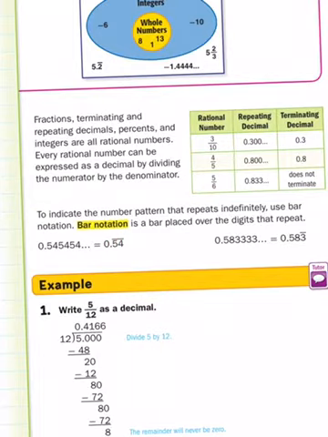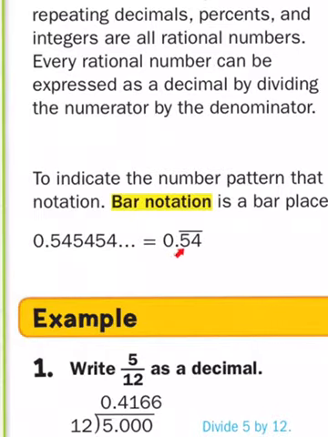So take a look at this example here. 0.545454, we write as 0.54 repeating. Now you have to make sure when you're writing it in bar notation that you put the bar over the digits that are repeating. So you see how the 54 repeats each time? 54, 54, 54. That's why we just write it 0.54 with a bar over the 54.